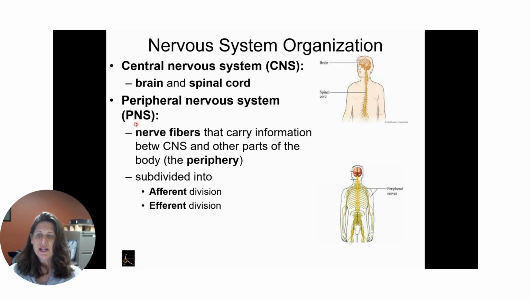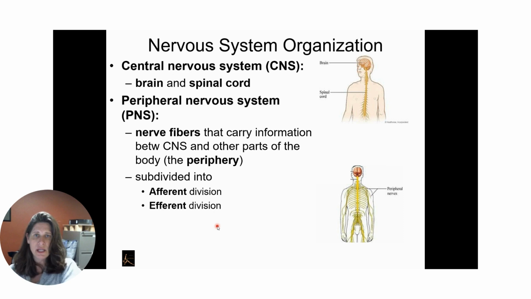So we can divide our peripheral nervous system into the afferent division. Okay, and the afferent division carries information from the periphery to your central nervous system. So that would be like your sensory area. You sense something on your fingers, you touch something, and that produces a signal up that sensory nerve, or the afferent nerve, to your central nervous system. And it can go to the brain or the spinal cord, or it might hit the spinal cord first on its way to the brain.